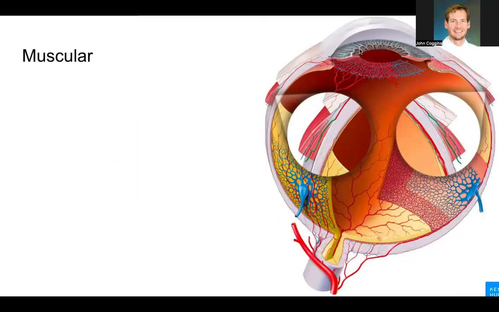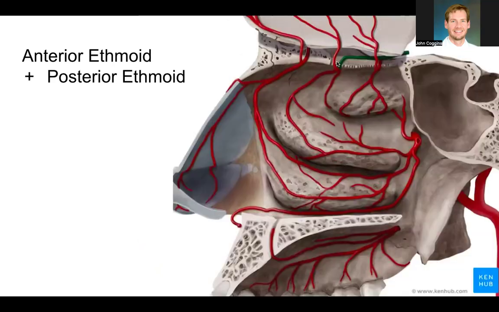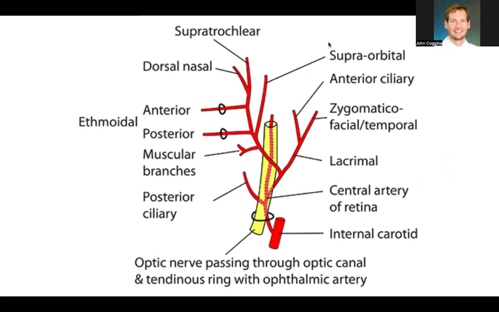The muscular branches supply all of the orbital muscles except for the inferior oblique and inferior rectus. And then the supraorbital branches next, followed by the ethmoids. And then the terminal branches are the dorsal nasal and the supratrochlear. This is a pretty good schematic, discussing the different branches and their relationship. So I think it's pretty helpful to remember what order they come off in and the direction.